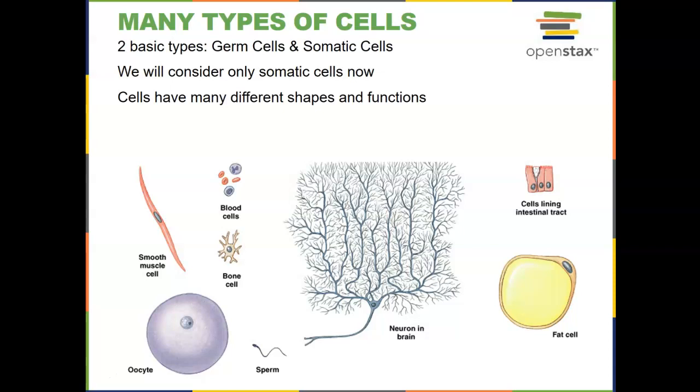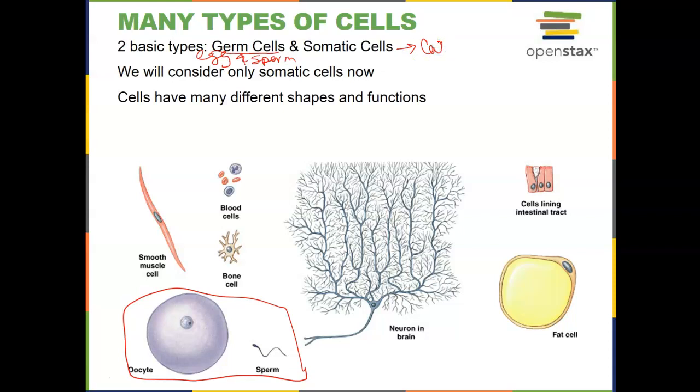Now, there are lots of different types of cells in the body. However, there are two basic types in the body. Germ cells, okay, germ cells are going to be egg and sperm. So here are our germ cells right here. All right, and then somatic cells are all the other cells of the body.